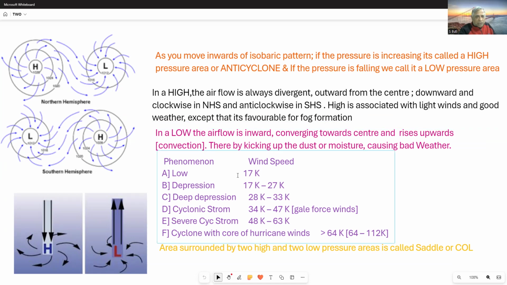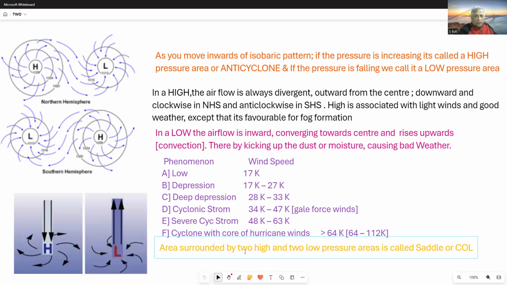And as in a low pressure the wind speeds are high, and as the wind speeds keep increasing, this low is then designated as depression, deep depression, cyclonic storm, severe cyclonic storm, and hurricane. Right? 34 to 47 knot winds are called gale force winds, and 64 to 112 knots are called hurricane winds.